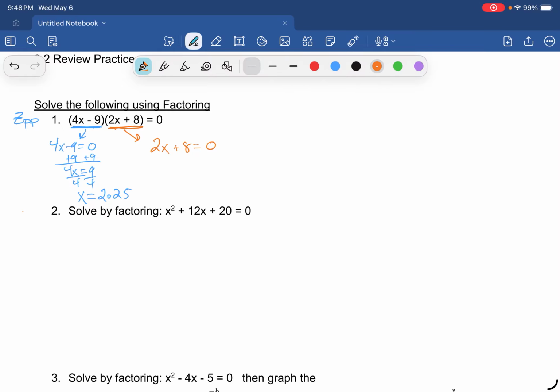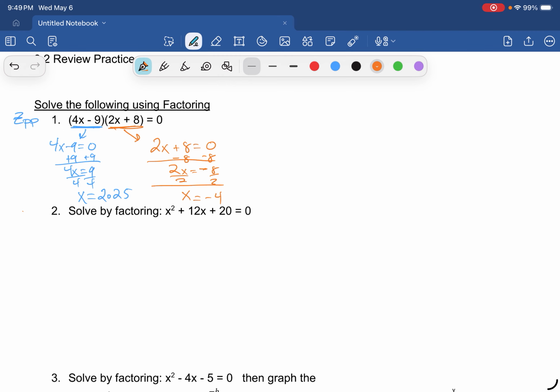For this problem on the right, I see plus 8. I subtract 8 from both sides. I would divide both sides by 2. And my solution here is x is equal to -4.